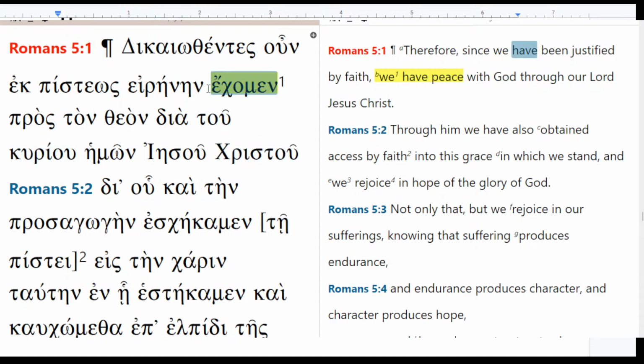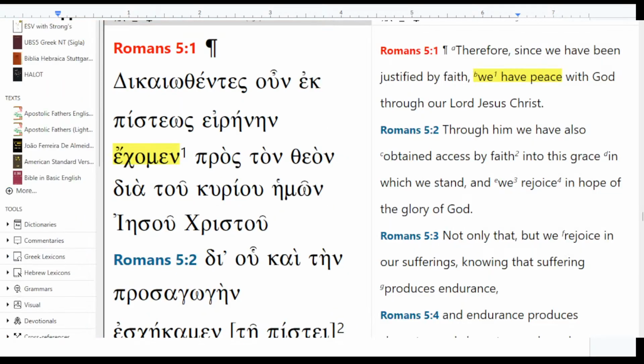It says here echomen, which, according to this spelling, means we have peace. There is no doubt about it. It's what we call an indicative, it's in the indicative mood. The way I tell people, a simple way of understanding it: the indicative mood indicates reality, something that is true. We have peace. All right, so where does this whole business of "let us have peace" come from?